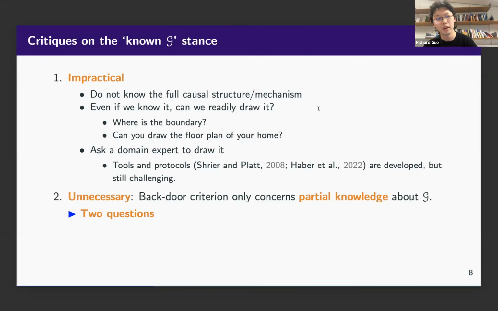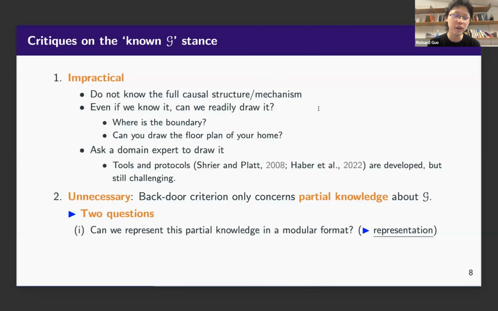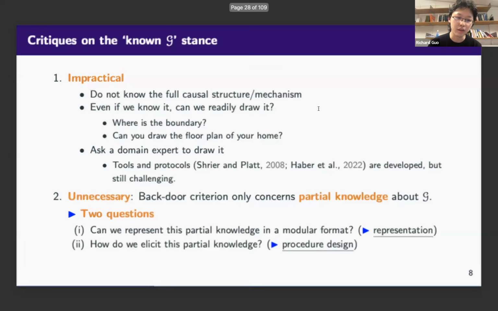So naturally, there are two further questions. The first question is, how can we articulate what is the partial knowledge about the graph G that defines the backdoor criterion? Namely, can we find a proper modular representation of such partial knowledge? Then the further question is, having defined such a representation, how do we design a procedure to properly elicit such partial knowledge from domain experts?